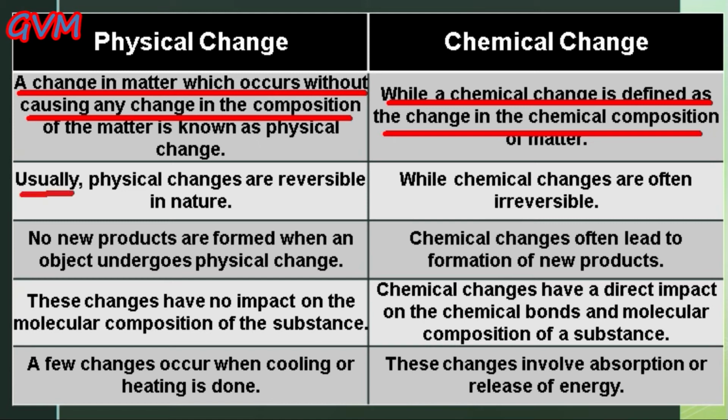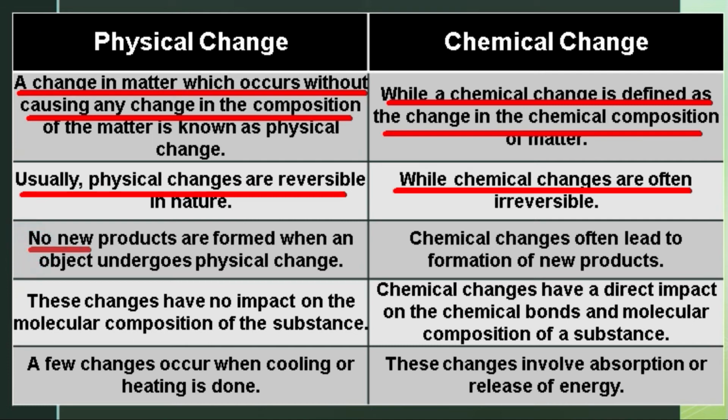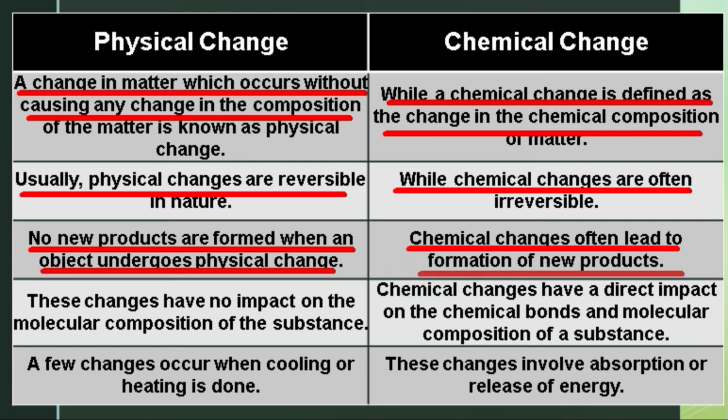The next one, as we discussed, is that physical changes are reversible in nature, whereas chemical changes are irreversible in nature. And we also learned earlier that in physical change, no new products are formed when an object undergoes physical change, whereas in chemical change, new products are always formed. And in physical change, there is no impact on the molecular composition of the substance. Means during physical change, the matter remains the same. There isn't any kind of change in the nature of the substance.